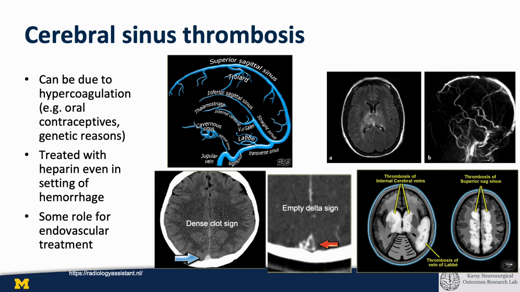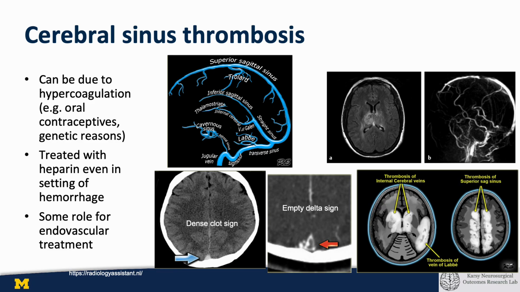Cerebral sinus thrombosis is an occlusion of the venous system, which can cause stroke and hemorrhage within the brain. These can be due to hypercoagulable states, such as patients who are on oral contraceptives or have a genetic reason. These are treated with heparin. Right off the bat, heparin is a treatment, even if there's hemorrhage in the brain, because the hemorrhage is coming from the venous system, not draining blood. So you want to treat it with heparin very early and try to get a patient through that. There is a role for endovascular treatment for these, but it's not as commonly used as just heparin.